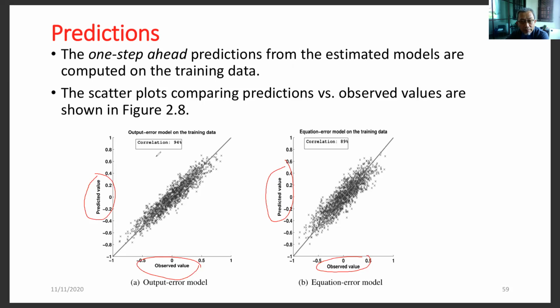So you can see that we have two model structures. One is the output error model. The other one is the equation error model. The output error model and equation error model will be discussed in chapter 3, so I just name it model structure. We use two model structures, both linear model structures because it's a straight line.